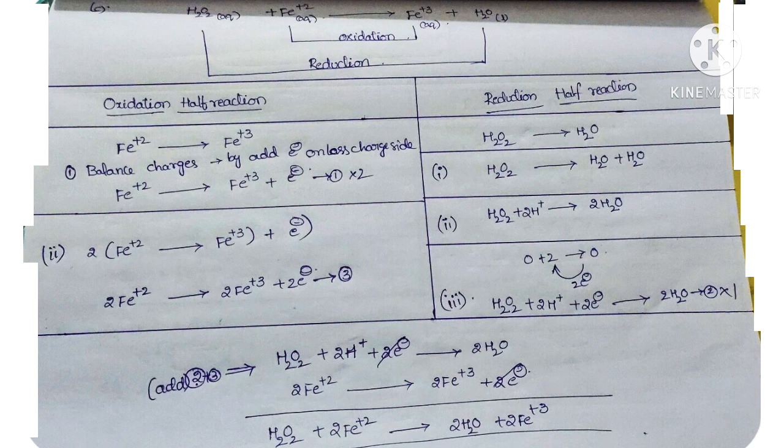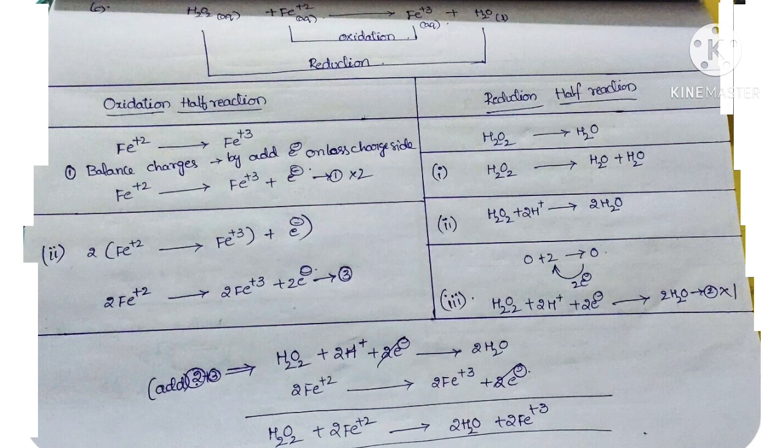And the next step is we balance charges. The first equation is said to be the oxidation reaction as 1 and the reduction reaction as 2. We balance charges by multiplying 2 on 1 and 2 into 1. So the equation changes to 2 Fe plus 2 gives rise to 2 Fe plus 3 plus 2 electrons. This is the third equation, and H2O2 plus 2 H plus plus 2 electrons gives rise to 2 H2O. It is the fourth equation. We add both equations 3 and 4.